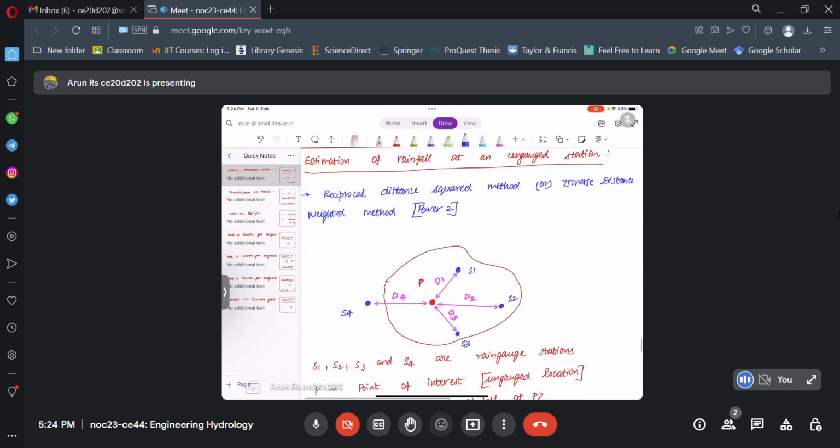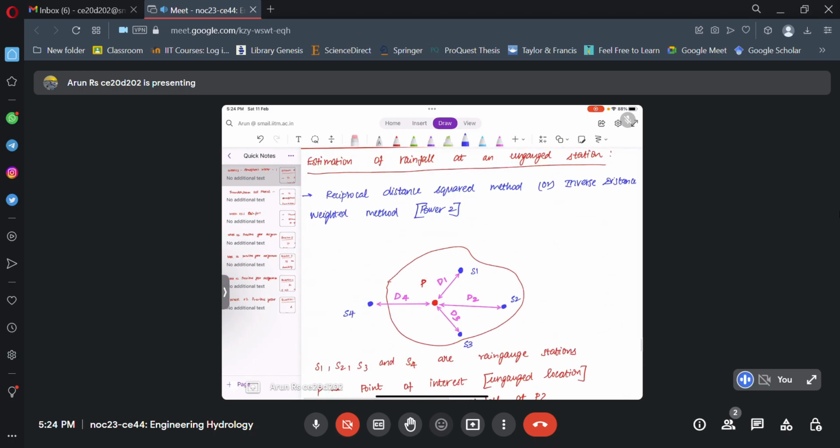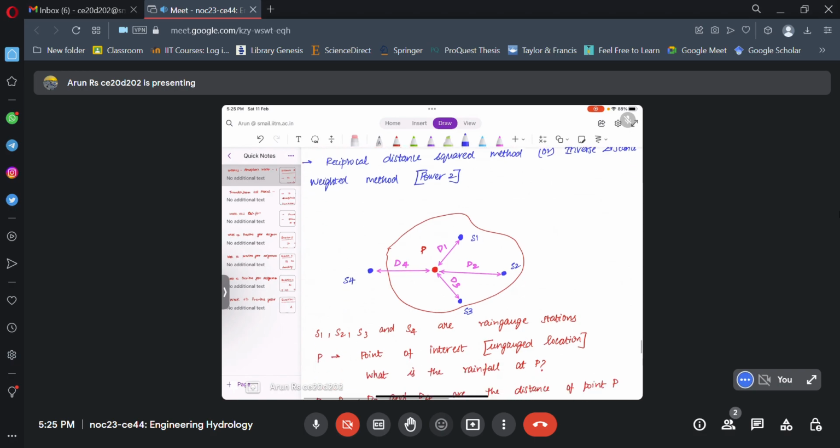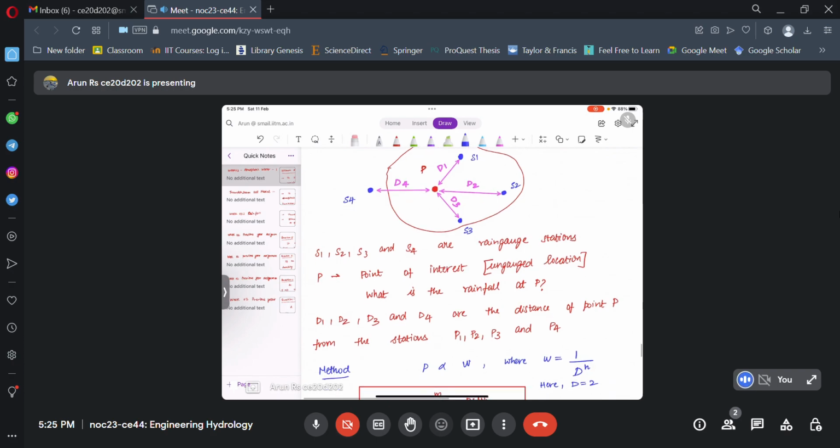So the last topic for today's session is the estimation of the rainfall at the ungauged station. Here we are going to use the method called the reciprocal distance square method or inverse distance weighted method, power 2. So here you have a catchment and some rain gauge stations, and if you want to estimate the rainfall at any other point where a station is not located, we can use this concept called the inverse distance weighted method to determine the rainfall at any particular point.